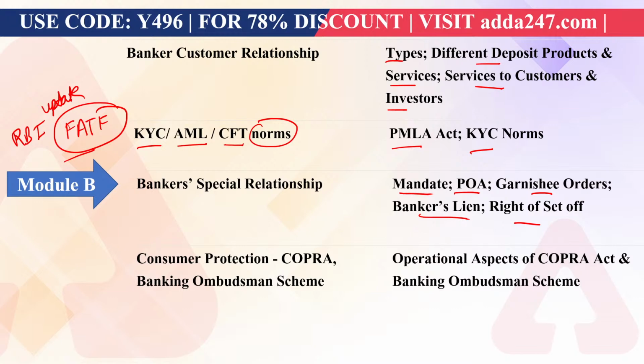Next is consumer protection. We have to cover how the rights of the consumer are protected. We have different acts and different services provided by the banks. First is COPRA. This is an act, so we have to cover the operational aspects of the COPRA Act. Then we have to cover the banking ombudsman scheme.